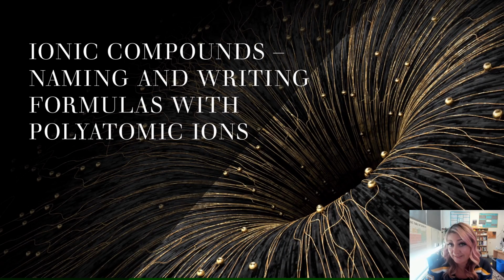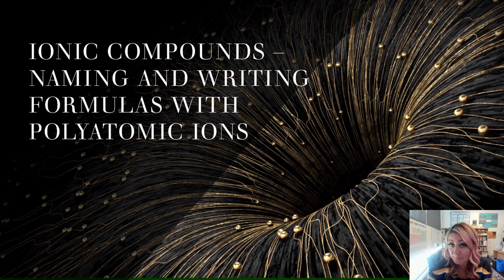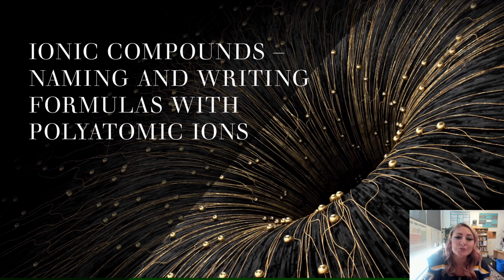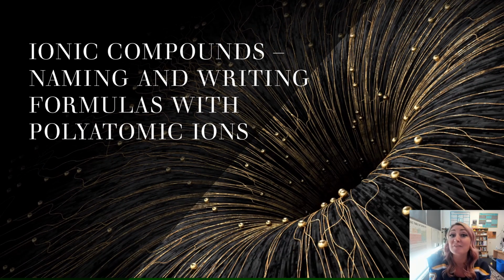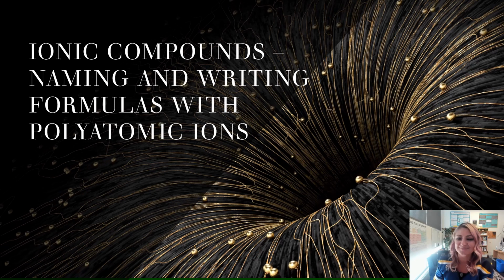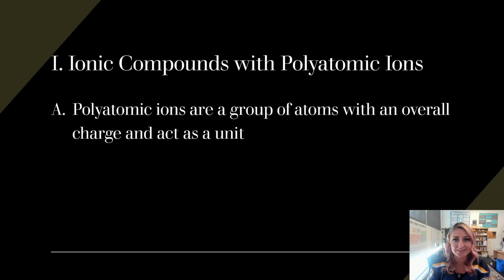In our final podcast in the series Ionic Compounds, we're going to talk about how to name and write formulas for ionic compounds that have polyatomic ions. Breaking down what a polyatomic ion is: poly, many; atoms; ions, charge. So when we say polyatomic ions, we're talking about a group of atoms with an overall charge that act as a single unit.